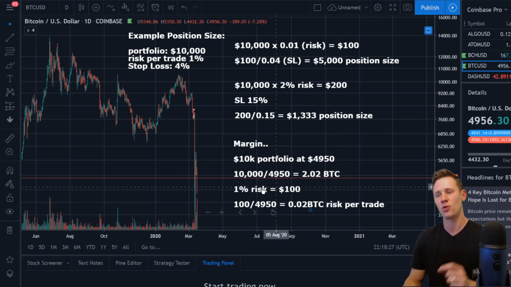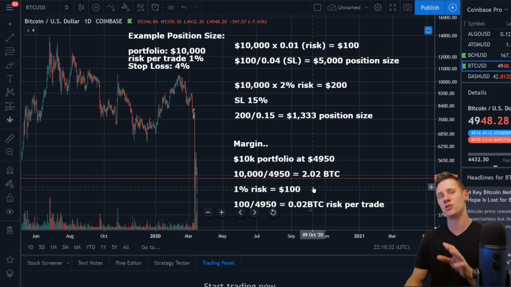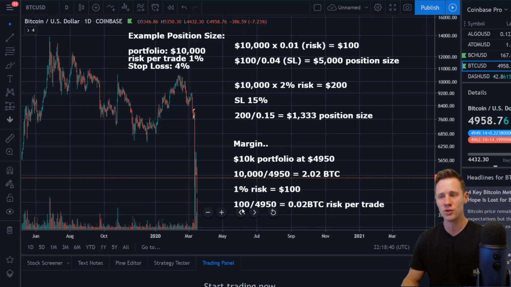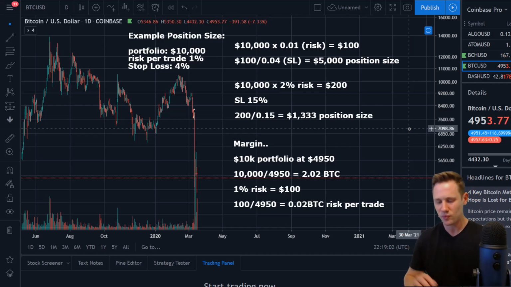And you're willing to risk 1%. So you're willing to risk $100 on each trade, okay? $100 is 1% of your $10,000 portfolio. So then you would divide $100 by the current price of $49.50. That gives you 0.02 Bitcoin risk per trade. So basically, before you enter the trade, you're willing to risk about 0.02 Bitcoin on any given trade. You just know that off the top. So basically, you'll get accustomed to it and become more comfortable.